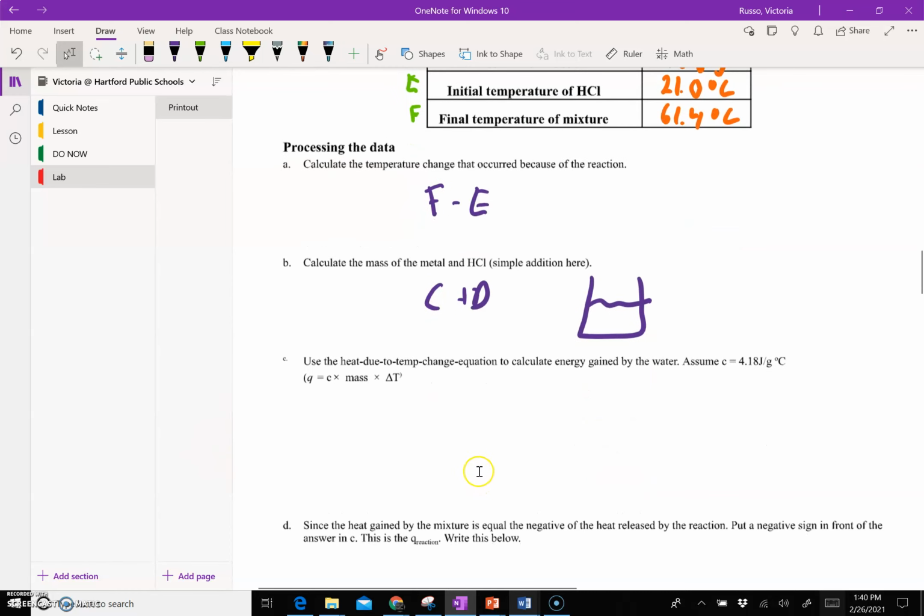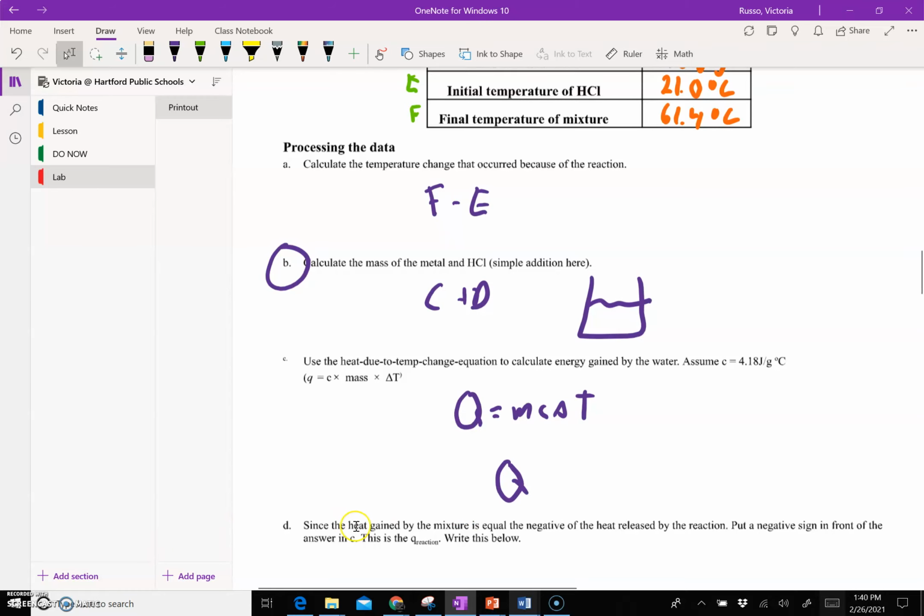So now we're going to calculate the heat that the water gained from the reaction. So it's Q equals MC change in T. Our mass is what we got in B. So whatever you got in B, remember, we have to include the mass of everything in the cup. The specific heat is 4.186. And then the change in temperature is what you got in A, because that is how much the temperature changed while the reaction occurred. And you're going to get some value for Q.